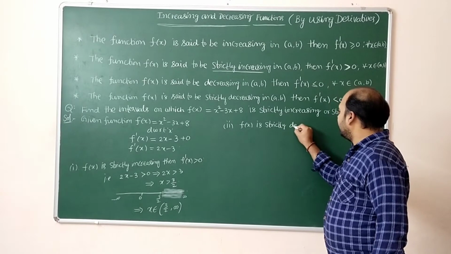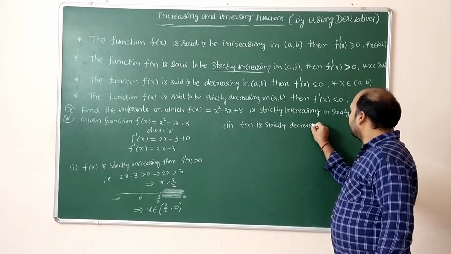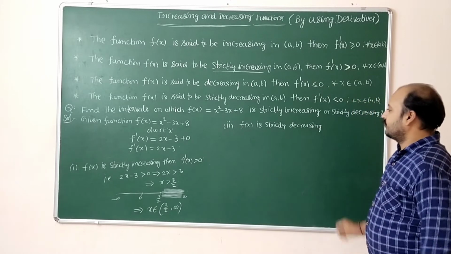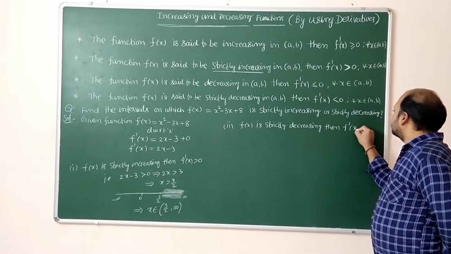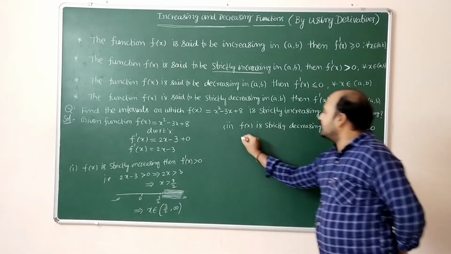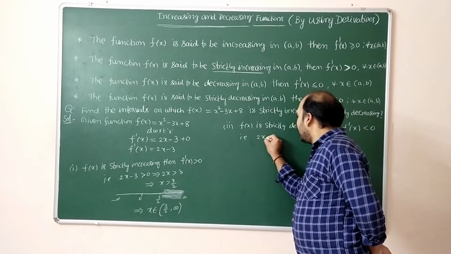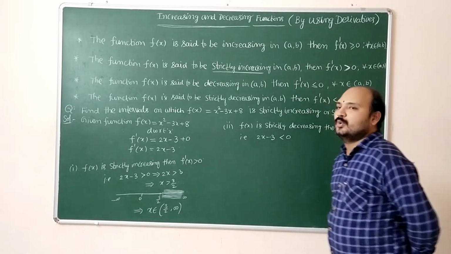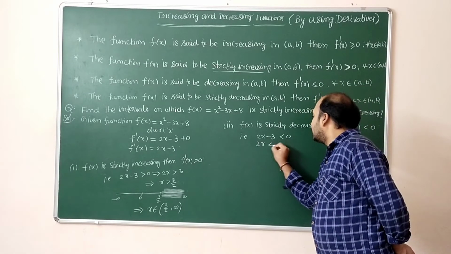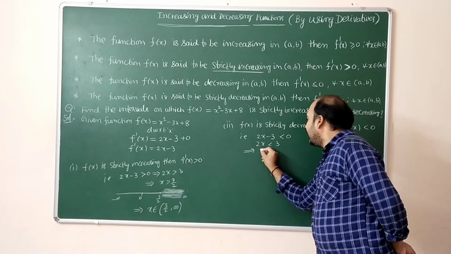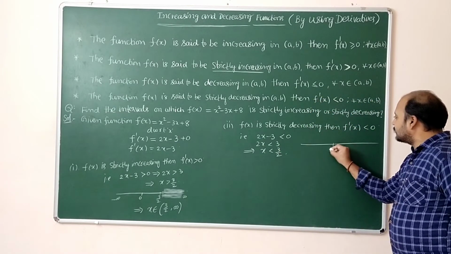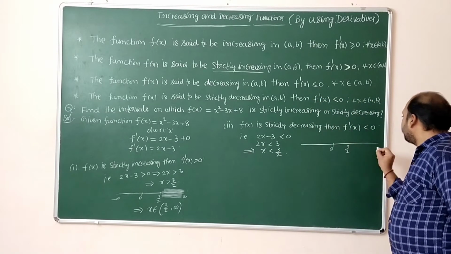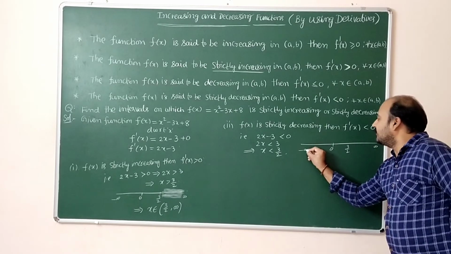Strictly decreasing. Then f dash of x is less than 0. That is, f dash of x, meaning 2x minus 3, is less than 0. 2x is less than 3, that implies x is less than 3 by 2. In the real number line, this is 0, this is 3 by 2, this is infinity, this is minus infinity.